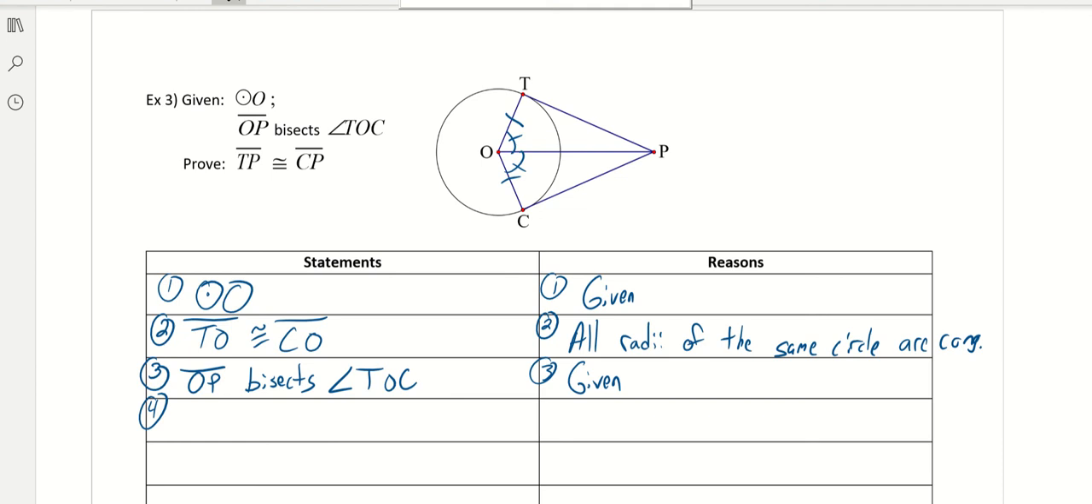Number four, because OP bisects angle TOC, what does that tell us? Well, here is TOC. TOC has been bisected, meaning half is going to be here at angle TOP. Angle TOP is going to be half of it, which means it's going to be congruent to COP. How did we know that? Definition of bisect.